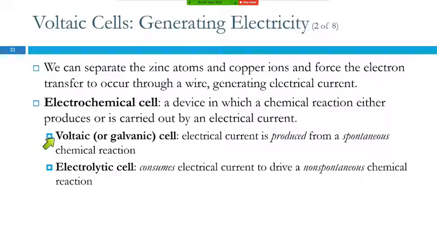So there are 2 different types of electrochemical cells. Voltaic cells, also known as galvanic cells. These will produce electric current. They're spontaneous reactions. And then we have electrolytic cells. These consume electrical current to drive a non-spontaneous chemical reaction. You can take a non-spontaneous chemical redox reaction, and by forcing electric current into it, you can make the reaction happen, although it wouldn't happen spontaneously on its own.